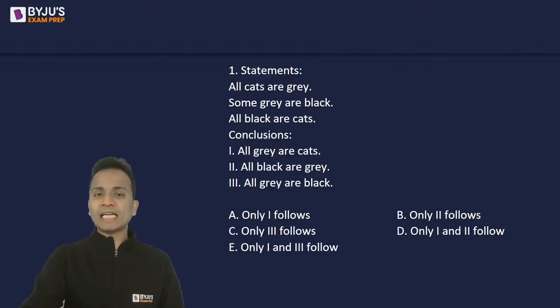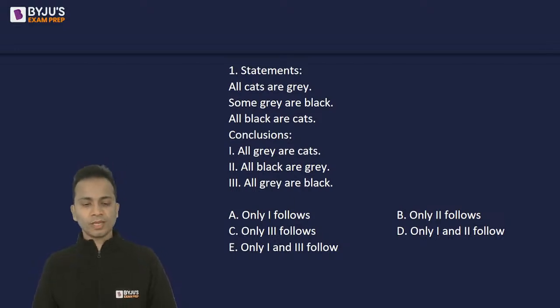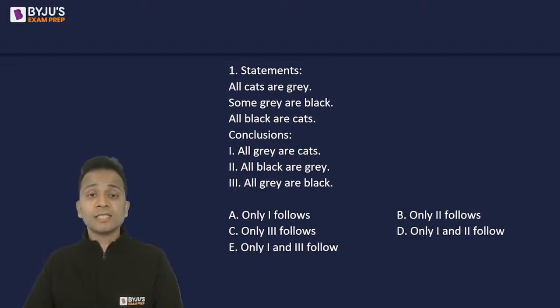So let's look at the first set of statements and conclusions. Here you are given three statements, three conclusions, and there are five options. You'll have to find out which of the options is correct for this one. Now, all of you will post your answers in the chat box.